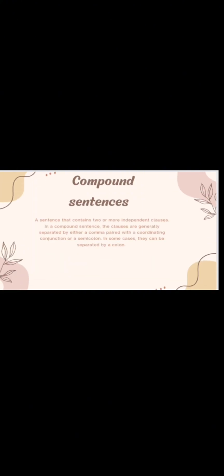A compound sentence contains two or more independent clauses. In a compound sentence, the clauses are generally separated by either a comma paired with a coordinating conjunction or a semicolon. In some cases, they can be separated by a colon. Example: I was thirsty, so I drank water. I was thirsty is an independent clause, and so I drank water is another independent clause with subject and verb. So is a coordinating conjunction that joins the two clauses in a compound sentence.